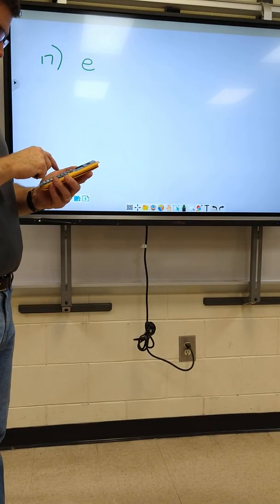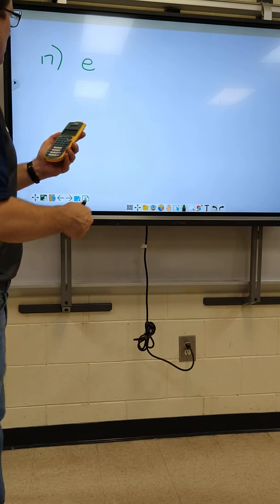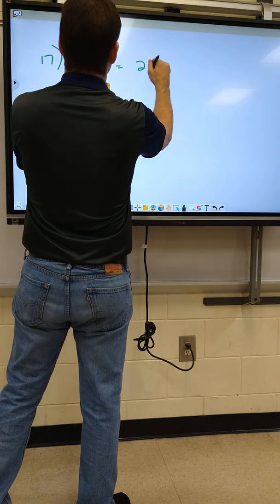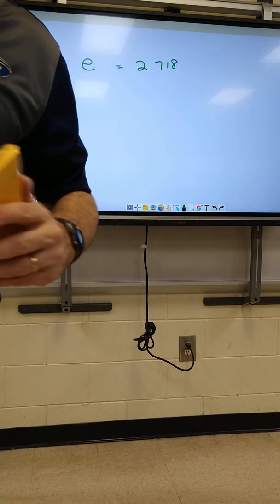So E to the first is 2.7. Yeah, my answer was 2.718. It says round to the nearest 10. We'll just go to 3 decimal points. Good enough?